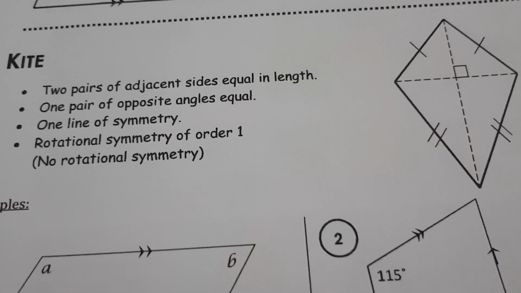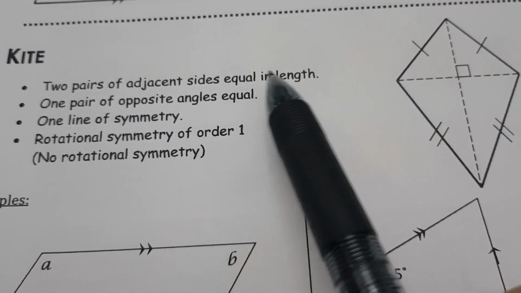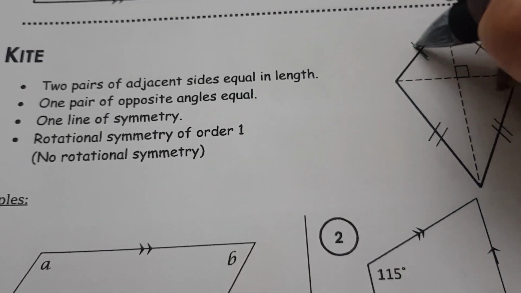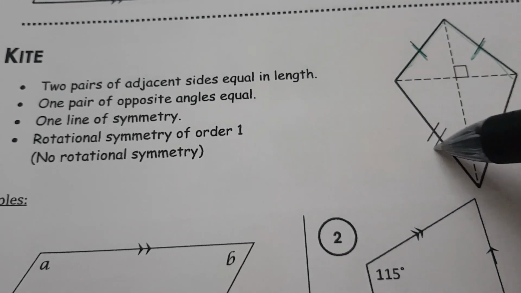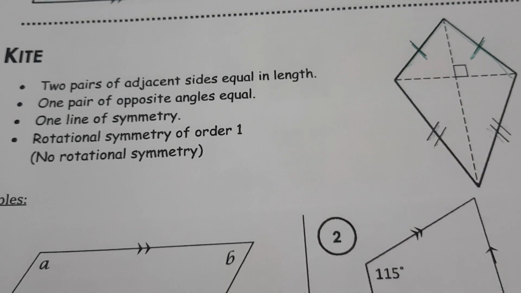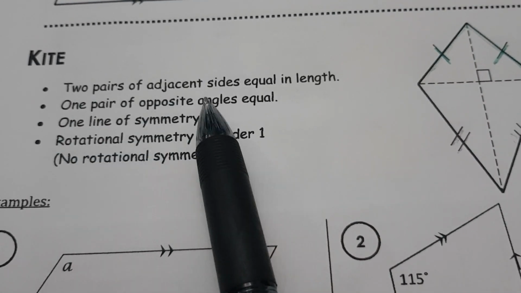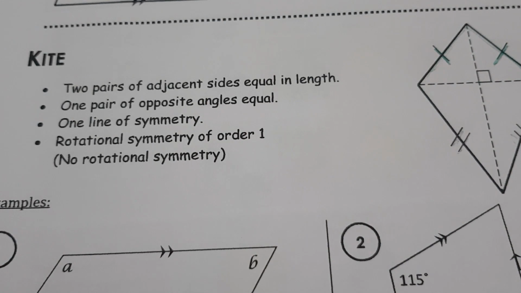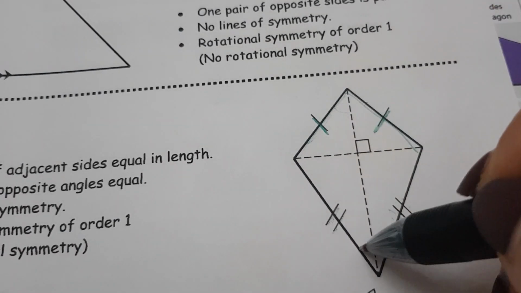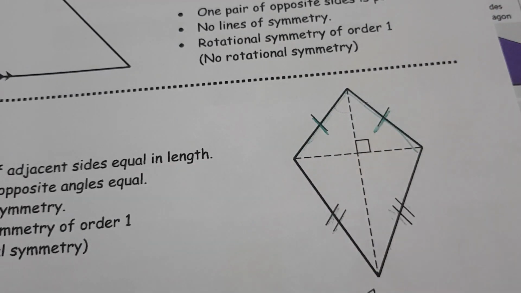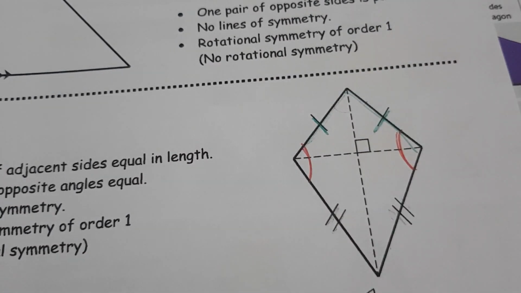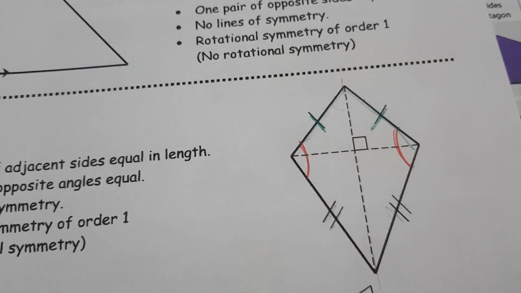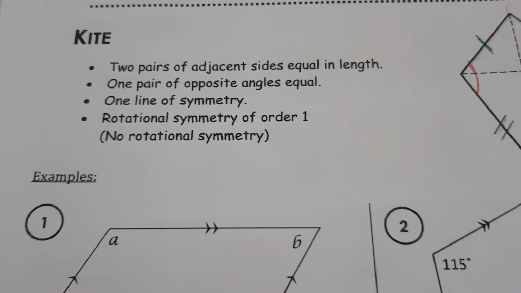The kite. Okay, a kite has two pairs of adjacent sides equal. The sides that are touching each other, this and this, okay, they're equal. And then we've got this equal to this one over here. One pair of opposite angles are equal. Only one pair. And which pair do you think? Is it this and this? Are these equal? No, they're not. This is the pair of equal angles. Okay. And one line of symmetry, which is this one. Okay. Rotational symmetry of order 1.